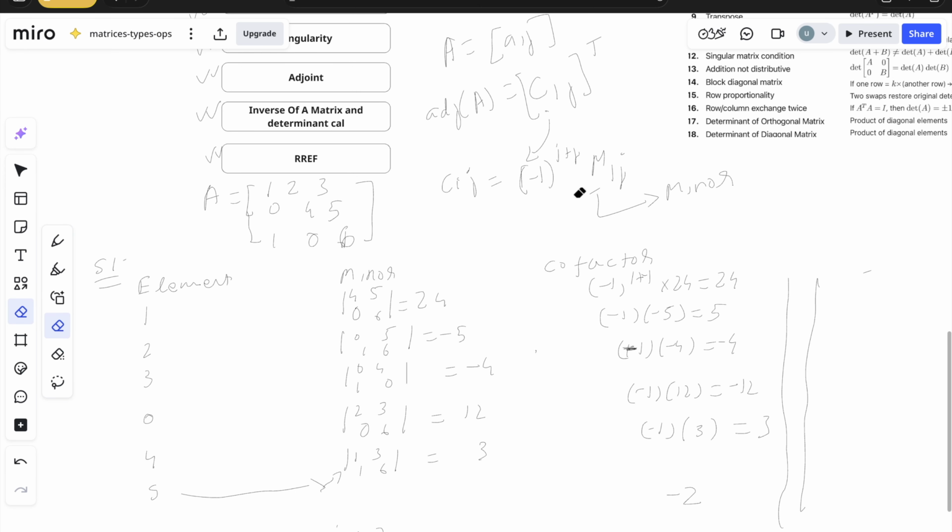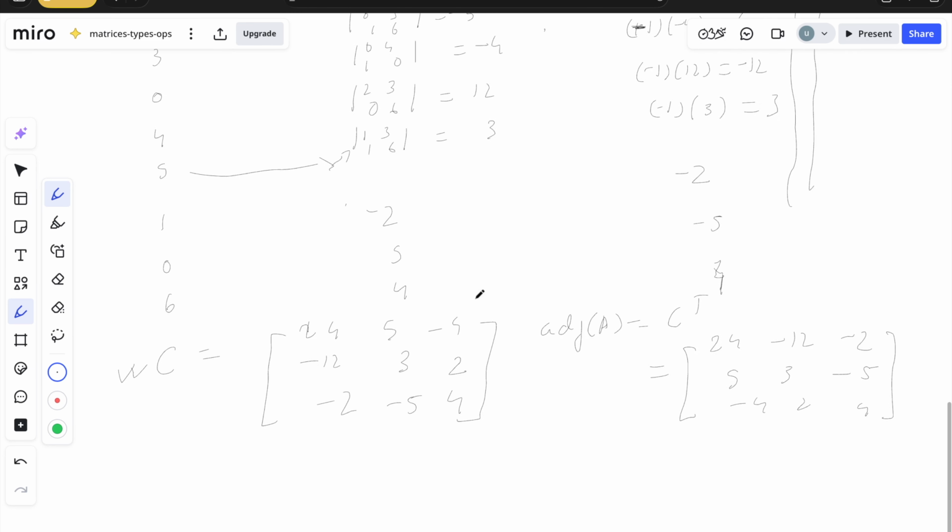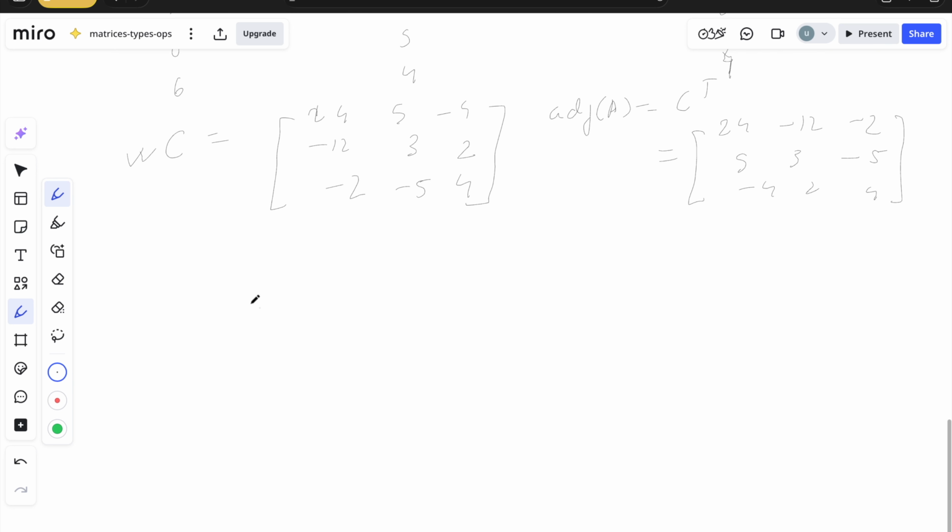Okay, so let's try and understand now, for the same thing, if we want to calculate the inverse. We already have an adjoint here. So let's extend it by understanding the inverse of a matrix. What is inverse? The inverse of a matrix, say for example A is equal to Aij, is denoted by A inverse, right? And its formula is A inverse is equal to 1 by determinant of A multiplied by adjoint of A.